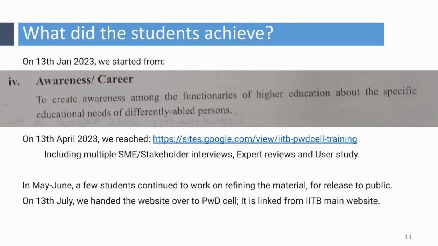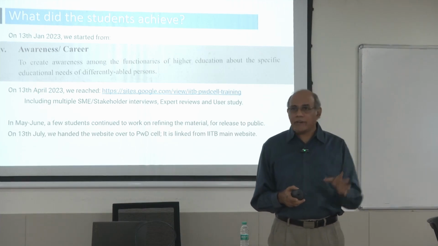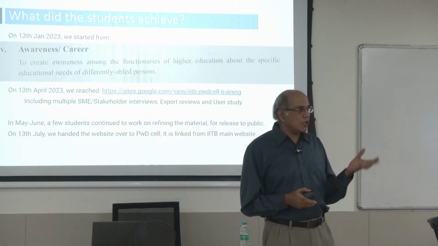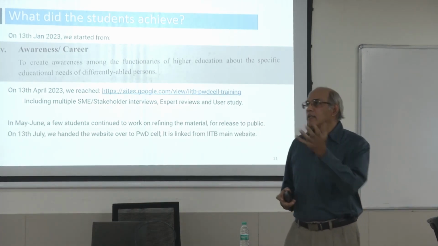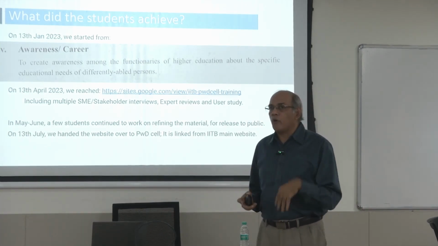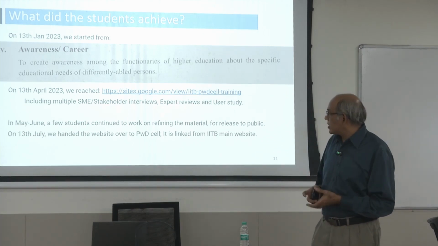Okay. So what did the students achieve? So in Jan 2023, in fact, this was an excerpt from the brief given to the PWD cell. Okay, so it was at this level of saying do something to create awareness. So what the students had to do was to take this and create content for this awareness. And this happened over a period of 3 months.